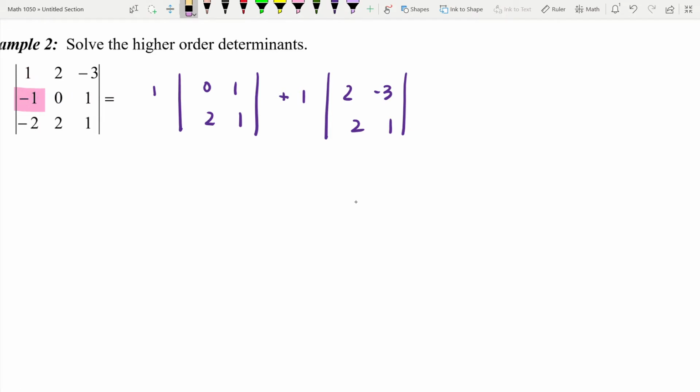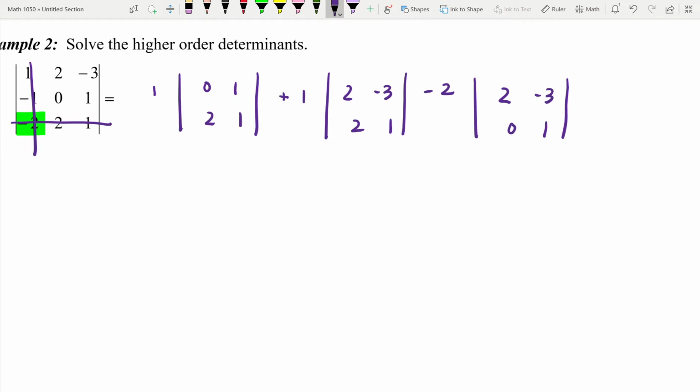Now I go to the final number, which is a negative 2. I don't change the sign of that one. The only one I change the sign of is the middle one. Get rid of the row, get rid of the column. What I'm left with is 2, negative 3, 0, 1.